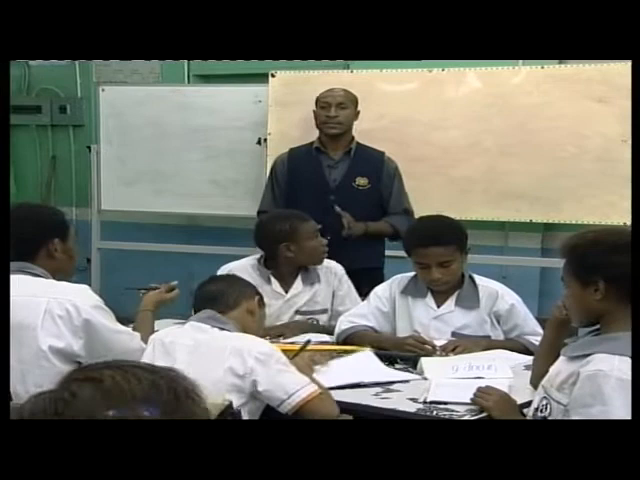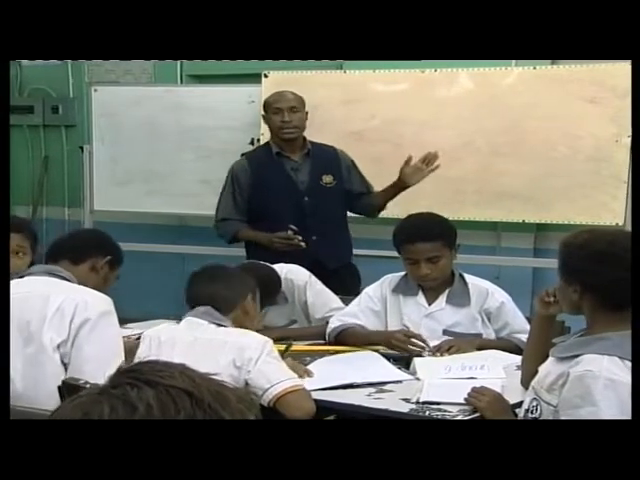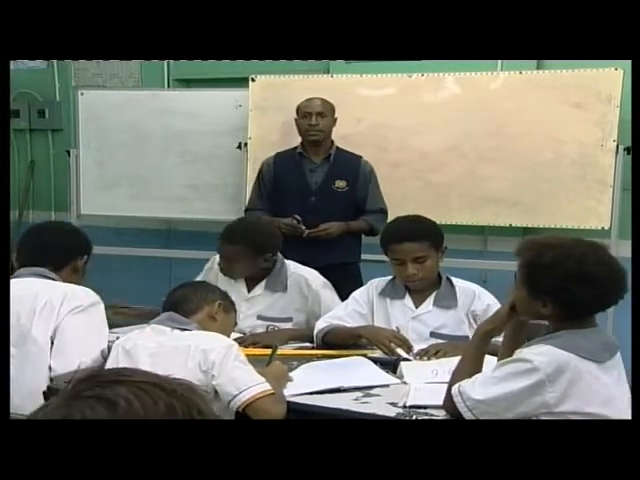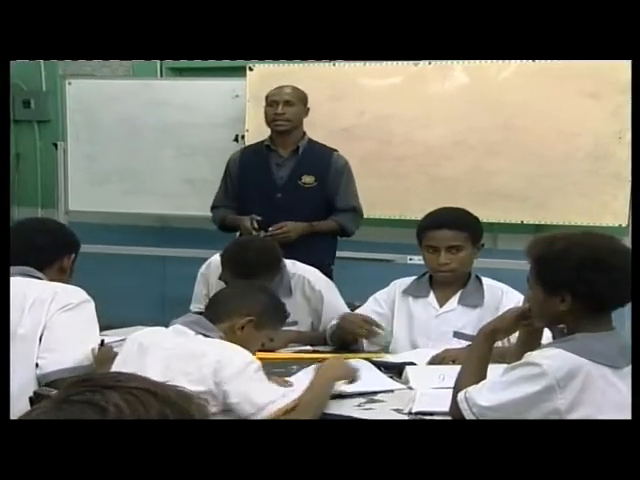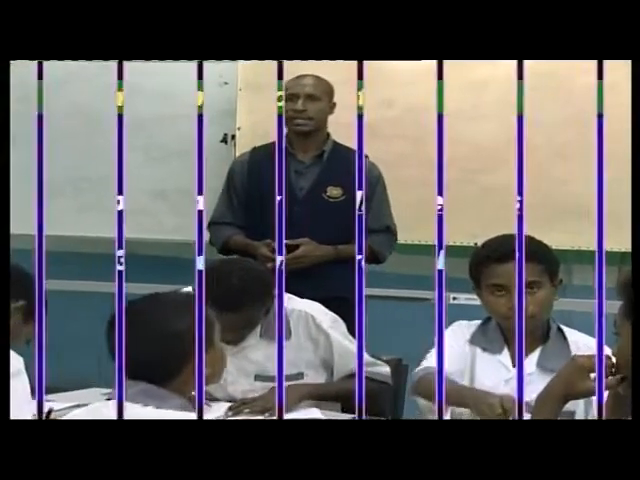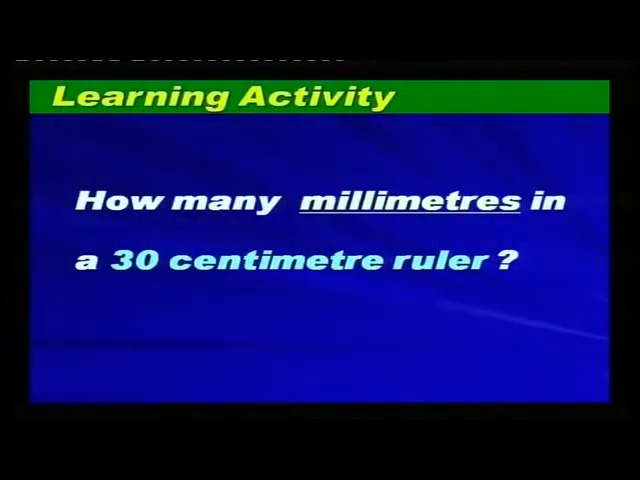Receiving students and sixes, if you haven't copied the table, you can copy from your other friends who have completed copying the table. Now let us go to our learning activity for today's lesson. On the screen you have a question there for the learning activity. The question reads, how many millimeters in a 30 centimeter ruler?